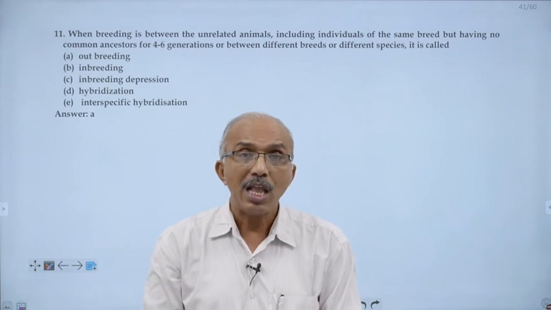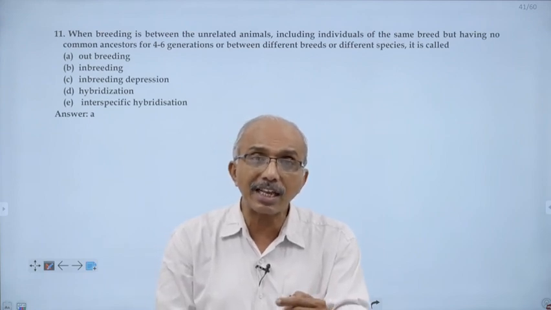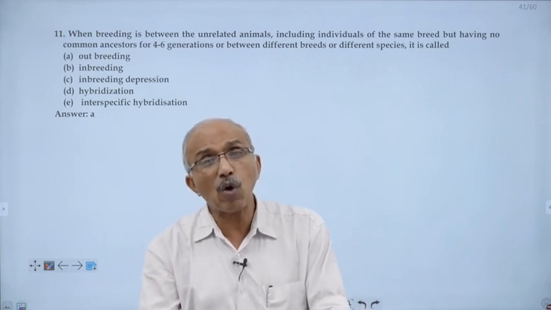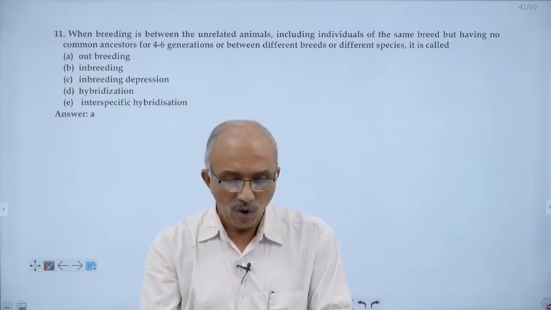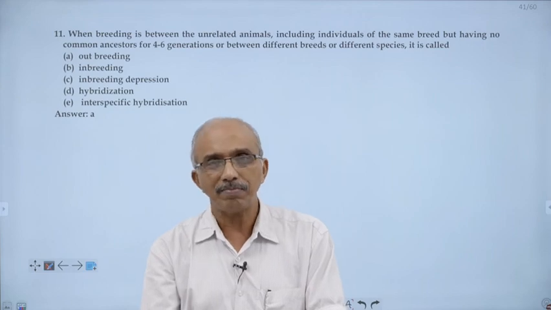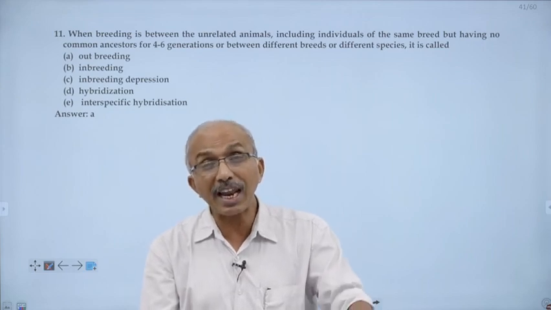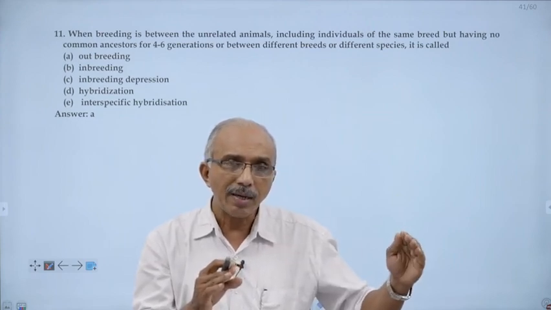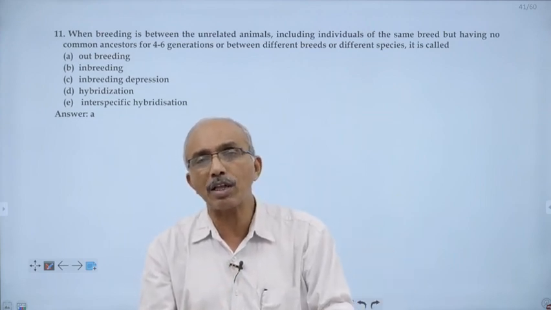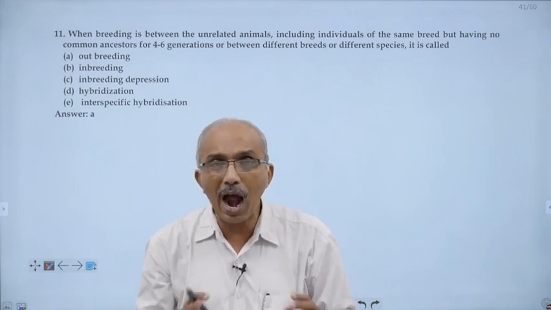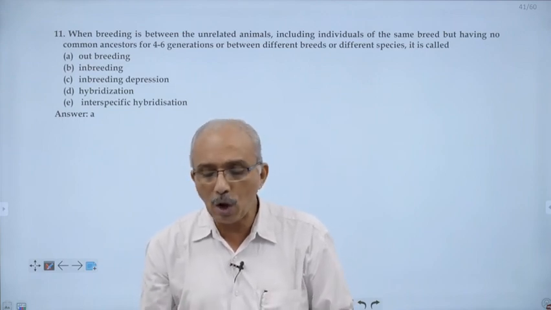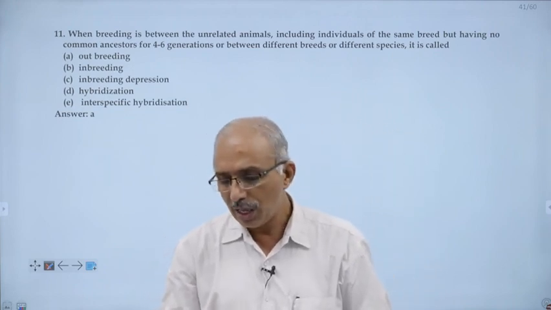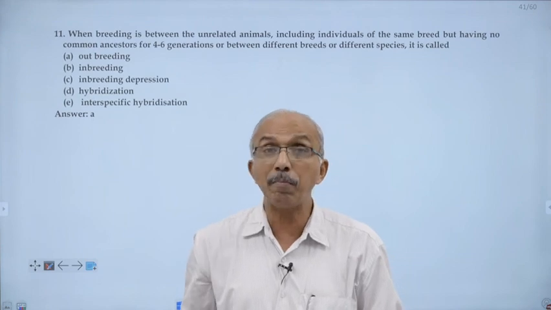Unrelated animals. Unrelatedness is explained in the later part of the question. That means 4 to 6 generations back, they have no common ancestor for the mated animals. So, unrelated animals belonging to the same breed.